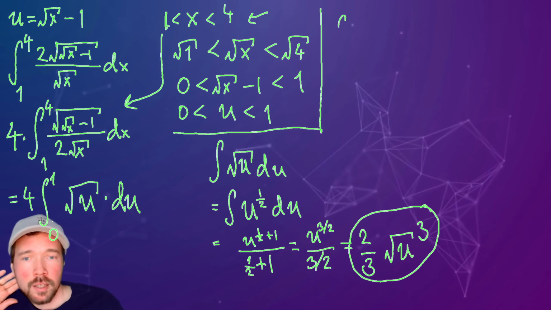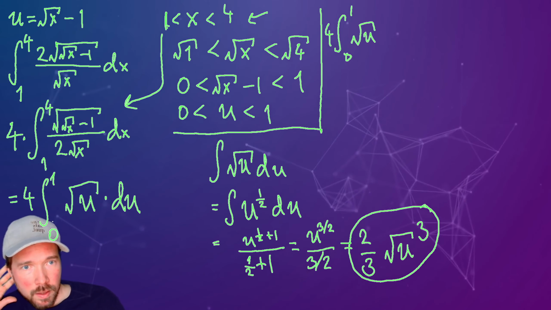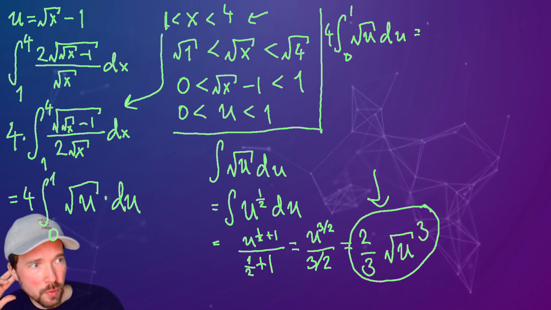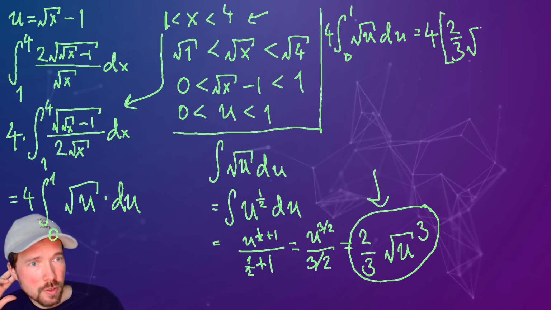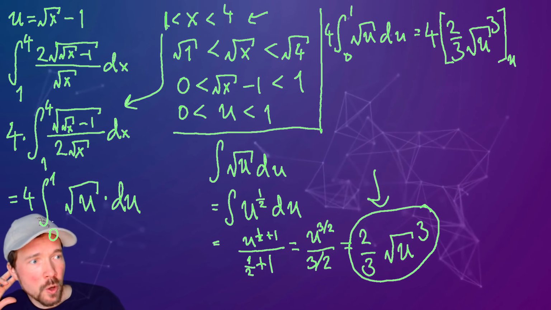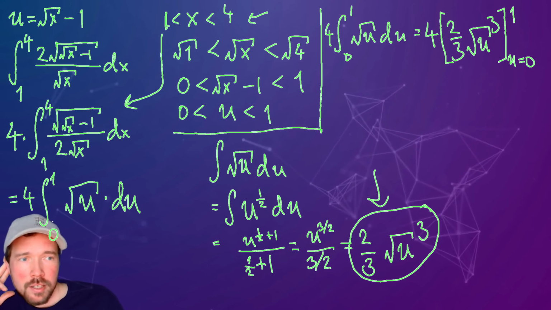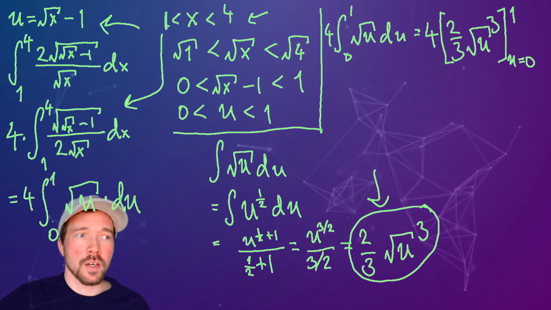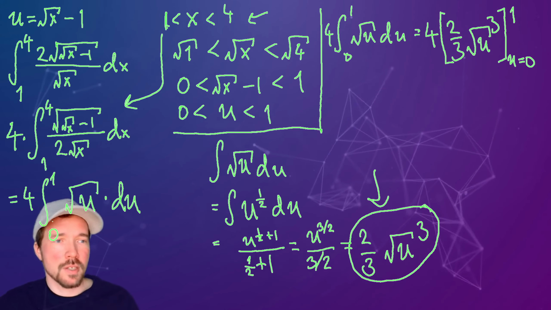So now when I need to calculate the full thing, I will use this expression. So there's going to be 4 times 2/3 square root of u to power 3, and then we have u going from 0 to 1. Right, okay, so we actually don't need to go back to substituting the original thing in place of u anymore. I didn't realize that when I said that before, but we don't have to do this. So we just substitute 1 and 0 in there.